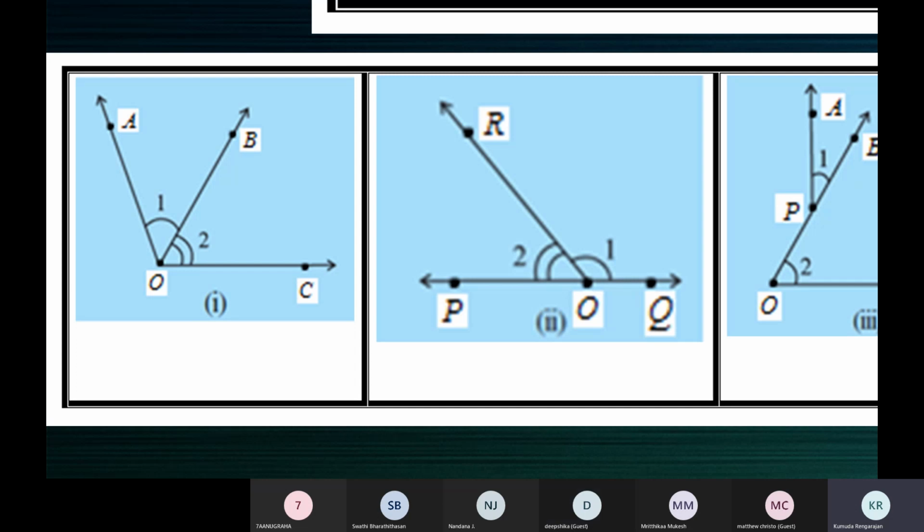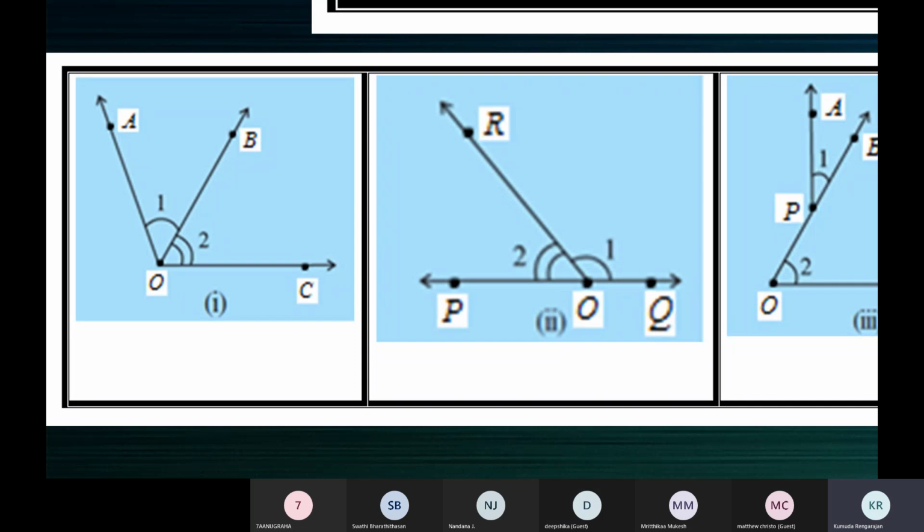Are they opposite rays? Yes, ma'am. Are they going in exactly opposite directions? Yes, ma'am. Okay, now tell me, 1 and 2 are adjacent angles? Yes, ma'am. 1 and 2 form a linear pair? Yes, ma'am. Perfect. I hope all of us understand that.